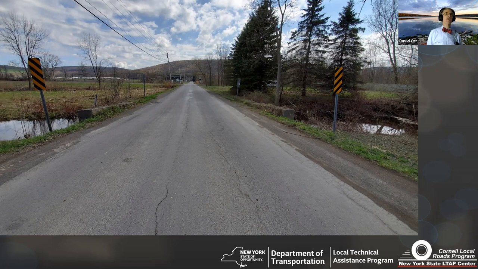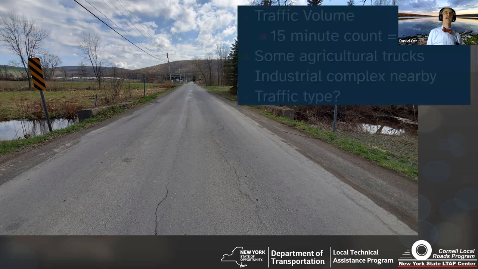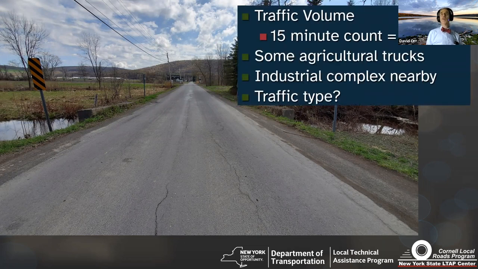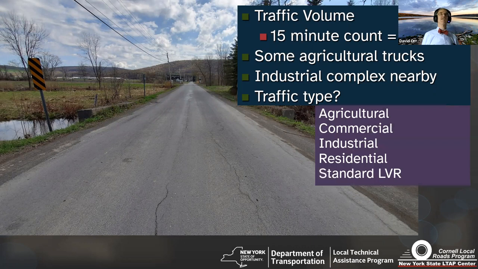Okay, so what I want to do is a quick case study. In this case, we have a roadway with the traffic volume. I went out in the morning and I calculated 26 vehicles. Okay. I've got some agricultural trucks. I've got an industrial complex nearby. What is the traffic type? And just so we can have on the screen here, once my computer lets me, these are the choices that are inside the tool. So which traffic type would you use?